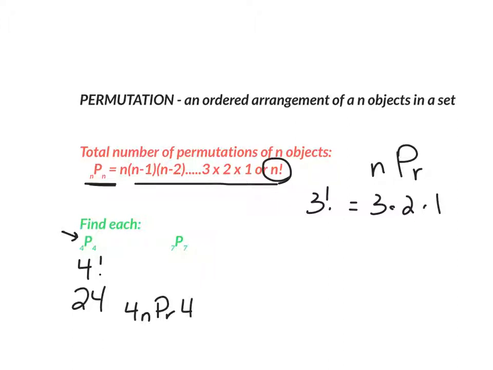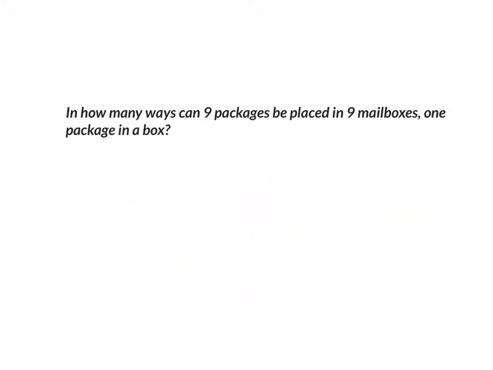So same thing on the second one. You would hit 7 on your calculator, this button on your calculator, then 7, and you should come up with, I'm punching it right now as I speak, 5,040. That's unreal. There's 5,040 ways to arrange 7 different objects.